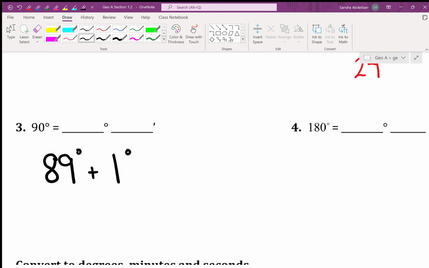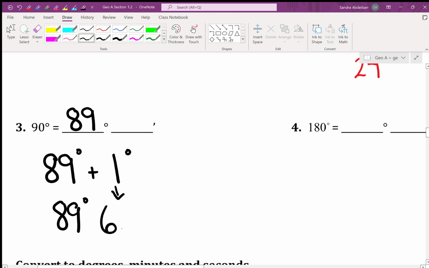I'm going to keep the bigger number. What is the bigger number? 89. That's going to stay as my degrees. Then I'm going to take that 1 degree and I'm going to change it to minutes. 1 degree is how many minutes? 60. So it's 89 degrees and 60 minutes. It's still 90. Why couldn't you have just left that 90 degrees? Because I said write everything with degrees and minutes. So we had to.